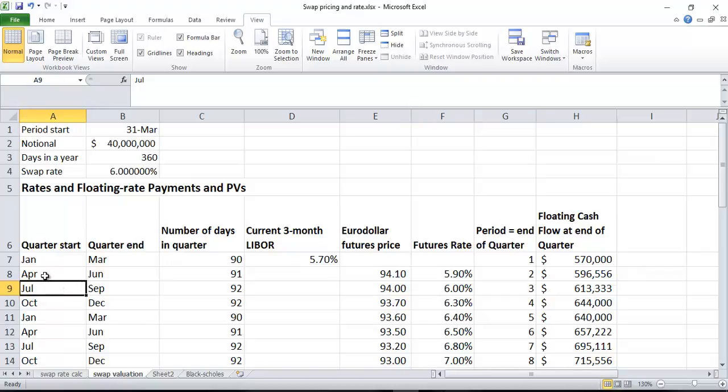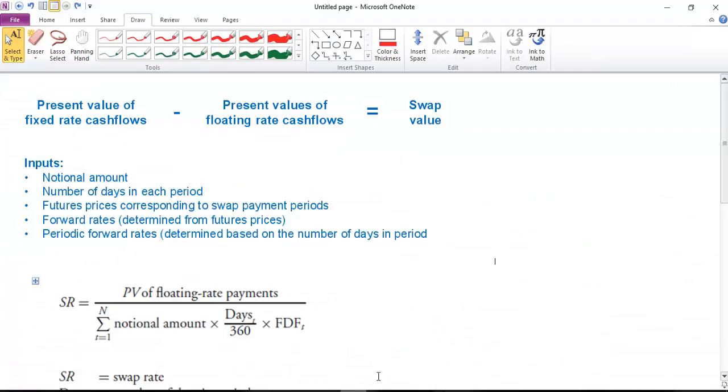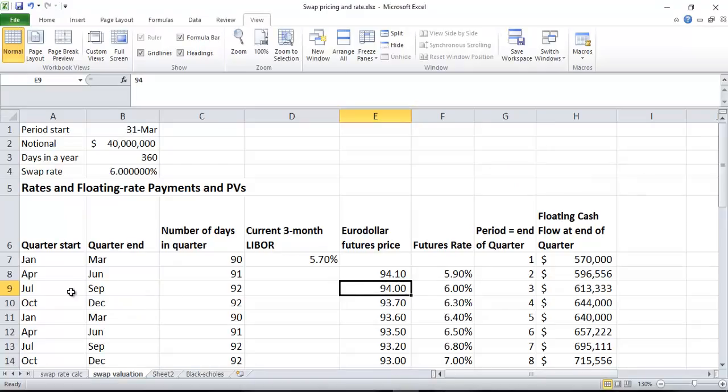So 3 months from now would be from 31st of March to July. There is a 3 month time period, right? And the time it's borrowed for is between July and September, which is also 3 months. So the 3 month rate, 3 months from now, would be calculated by subtracting this 94 from 100. The forward rate for that period would be 100 minus 94, divided by 100, so that would be 6%. So the forward rate would be 6% for that period, which is a 3 month forward rate 3 months from now, starting from 31st of March.